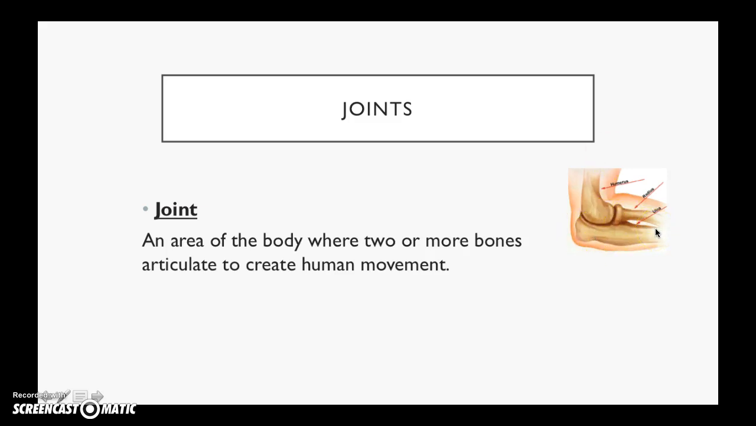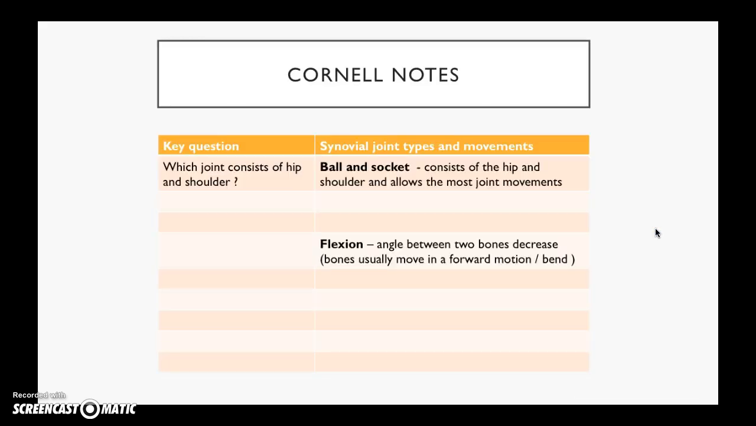That's important. We need to know 3 different types of synovial joints, so I'll move on to those. Your notes need to start now. Okay, so Cornell notes, remember. To start off with, you have synovial joint types and movements as your heading. Then your key question, which will align with it, will look something like this. A ball and socket joint consists of the hip and shoulder and allows the most joint movements. Then you've got 'which joint consists of hip and shoulder' as your question, because you're using that explanation. Get your Cornell notes set up, and I will go through the key bits now.